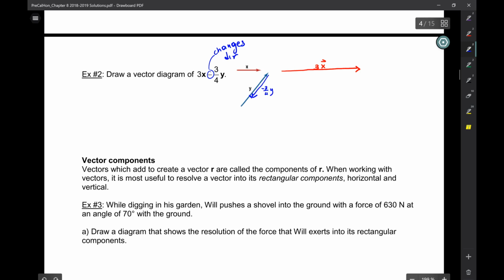So now where am I going to put that? This vector starts here. Where it ends, the other one, this 3/4, will pick up and go this way. And now my resultant is going to go from the very beginning of the story to the very end of the story this way. So this is the resultant, which is also 3x minus 3/4 y.